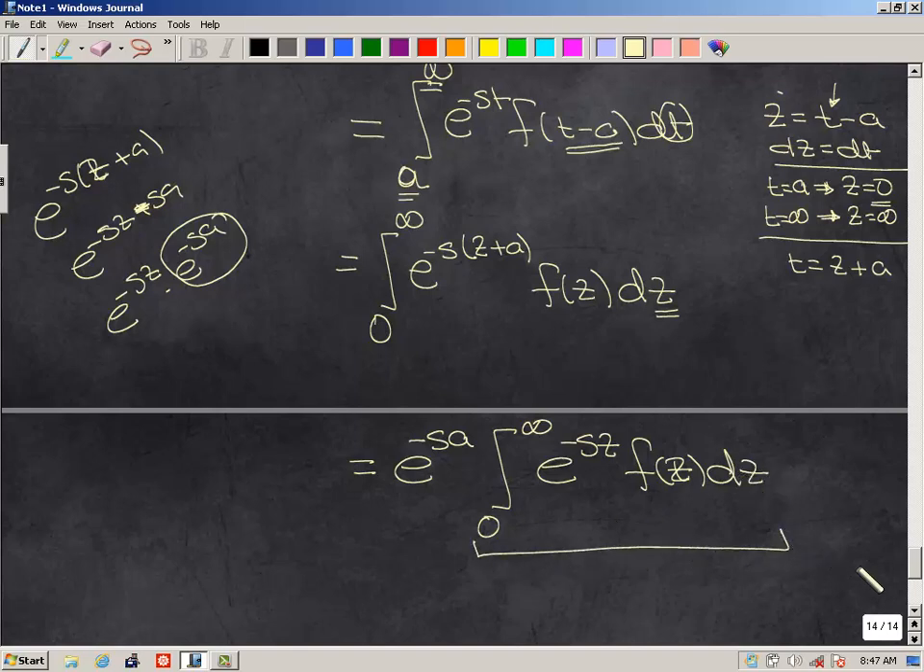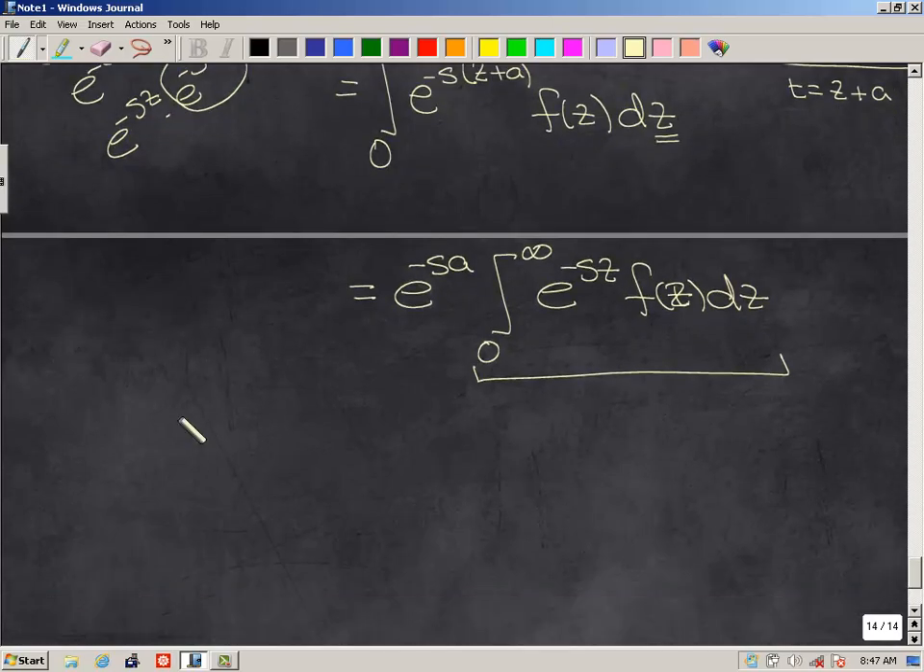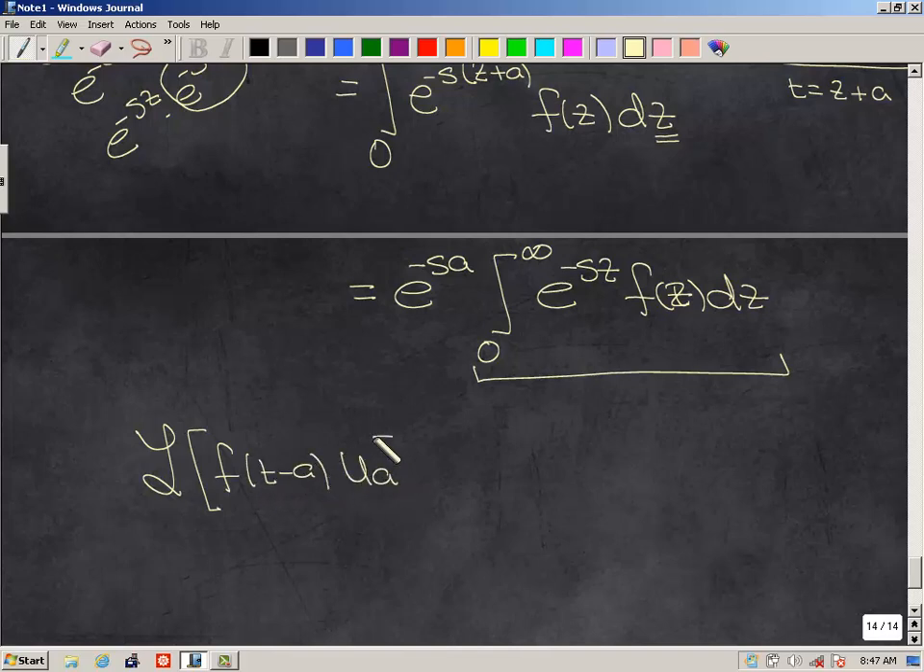Now this should look familiar, this integral. Isn't this the definition of the Laplace transform? Except instead of a t we have a z, but it is exactly the definition of a Laplace transform. So what does that tell me? The Laplace transform of f of t minus a times u of a is equal to e to the minus sa times, how do we write the Laplace transform? I can write it like this, script little f, or I can also write it as big F of s. So those are the same things.